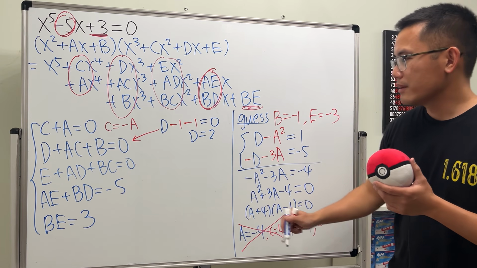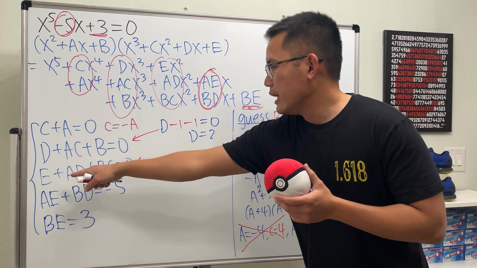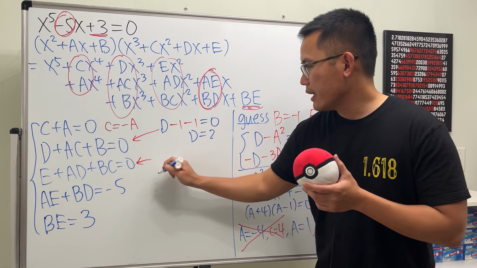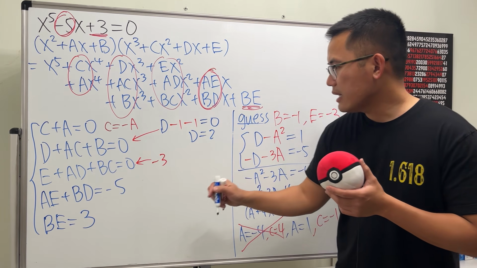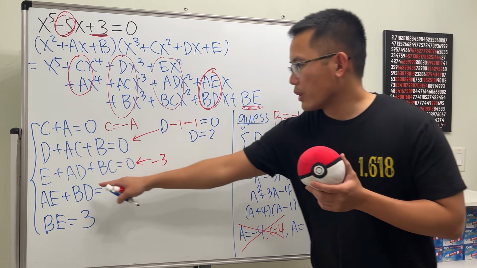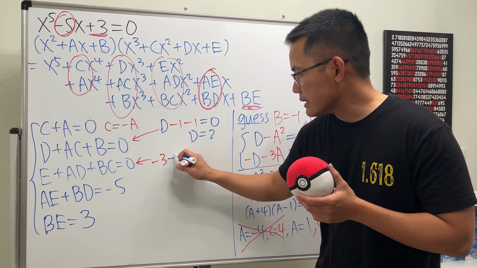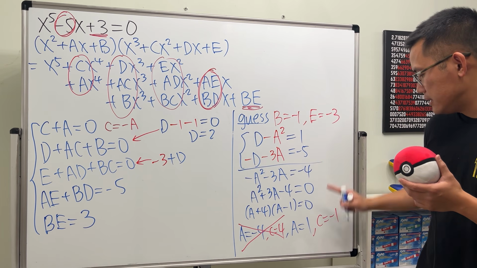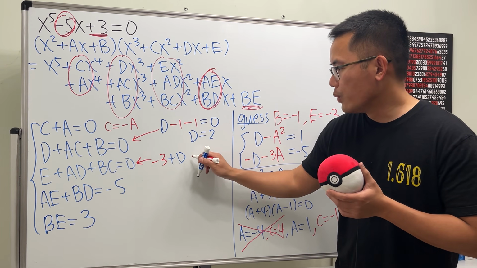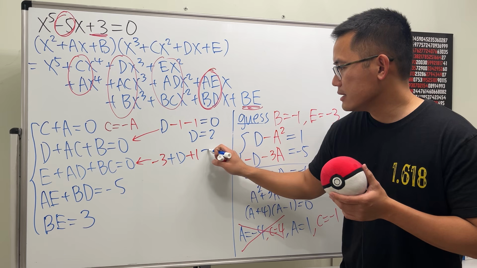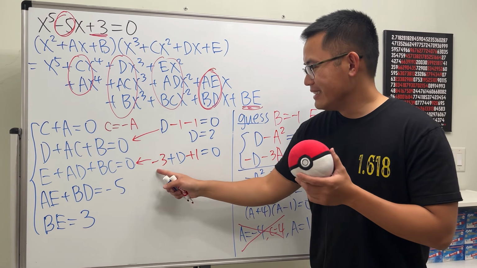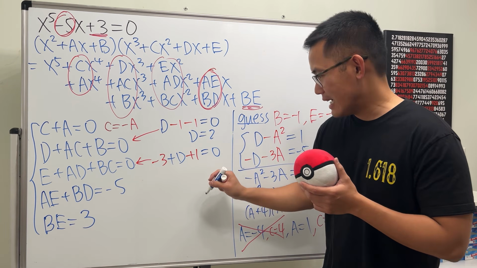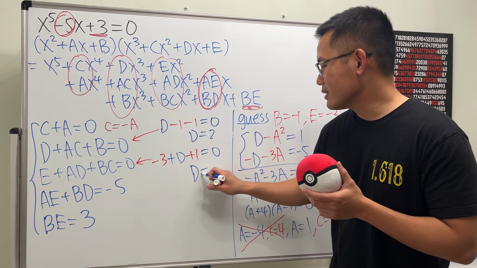Good. Now, plug into this equation. E is negative 3, and then A times D, A is 1. So right here will just give us D, so plus D. And then B is negative 1 times C is negative 1. So together we will have to add 1. And that's equal to 0. But guess what? This and that is negative 2. Put it to the other side. Haha. D is also 2.